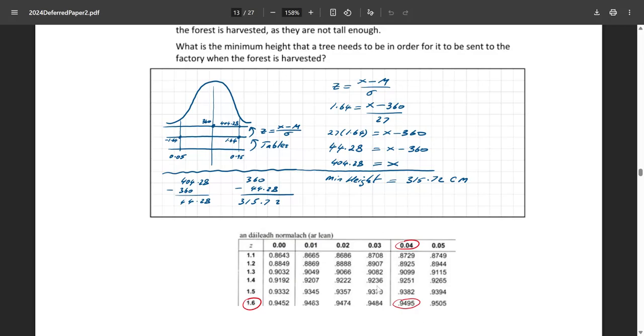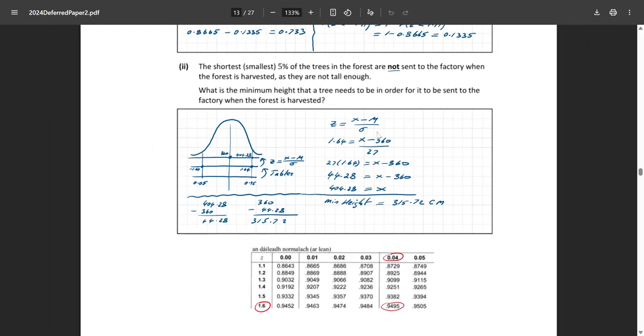If you look around for 0.95 in here in the probabilities, it's not there. The closest we can get is 0.9495 below, 0.9505 above. As it happens, it's exactly in the middle, 0.95. So which one of these do we use is now the big question. And if you read the context of the question, that's where this comes in, the fact that we're looking for the ones that are sent to the factory. What's the minimum height that is sent to the factory?